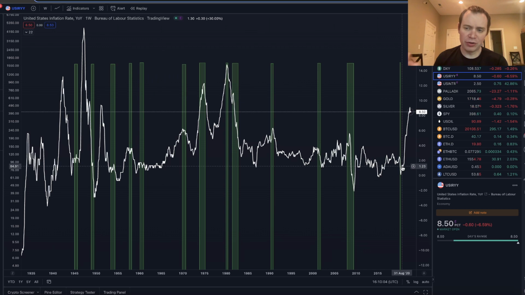Now, the green shaded regions are when I went back and looked at all the prior recessions and put them on here. So the green shaded regions are all of the prior recessions in the United States. I don't believe I missed any. It's always possible that I did, but I don't believe I missed any. I just wanted to see how periods of high inflation correspond to United States recessions.